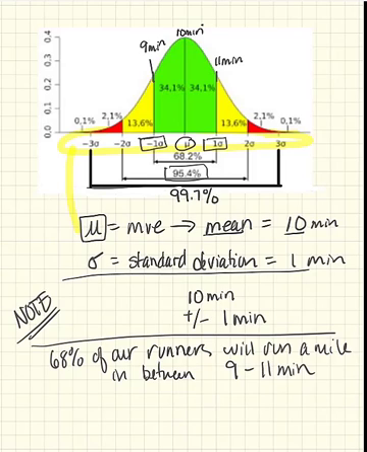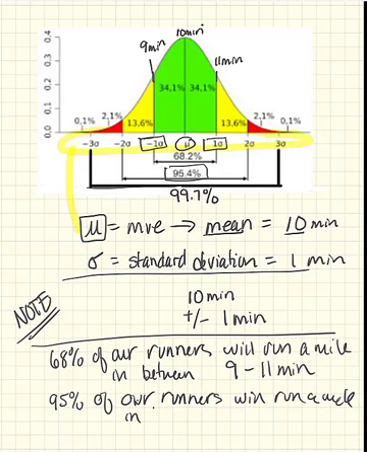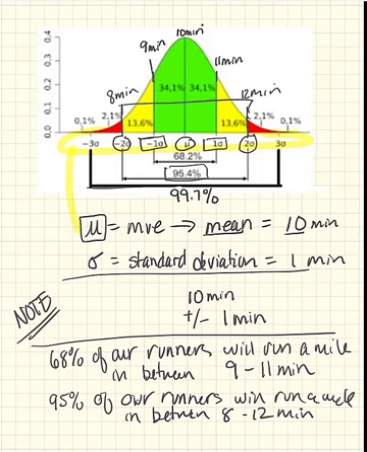So now we can say 95% of our runners will run a mile in between 8 and 12 minutes. So now we've dropped back to 2 standard deviations right here, and we're now at 12 minutes and 8 minutes, and we're this section in between here. So that is 95.4%. So a pretty good chunk of the people, if we start at 100 runners, are going to fall between 8 and 12 minute mile.